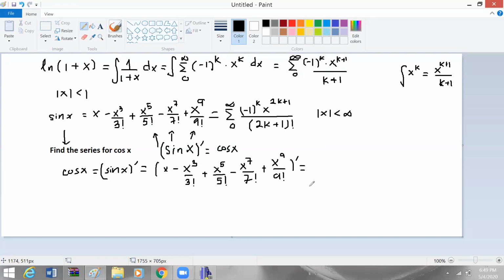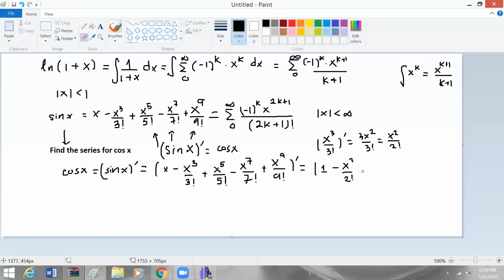So when I take the derivative, remember when you take the x to the third over 3 factorial, I'm going to get 3x squared over 3 factorial, and then 3 factorial over 3 gives 2 factorial. So the entire term that we're going to have is 1 minus x squared over 2 factorial.